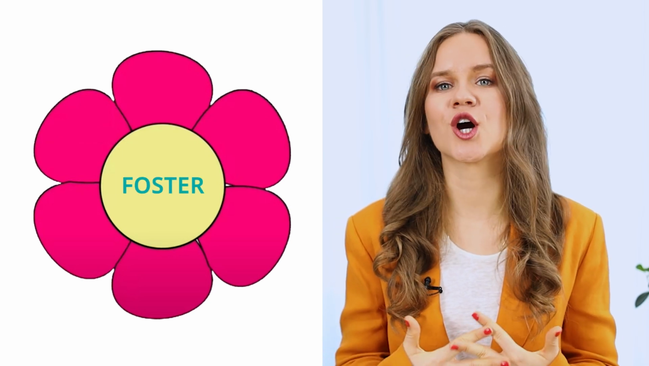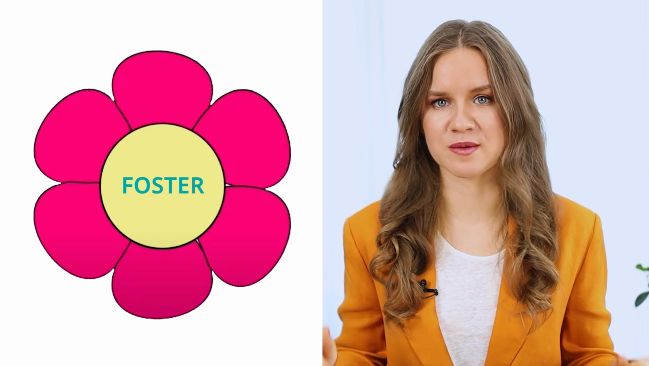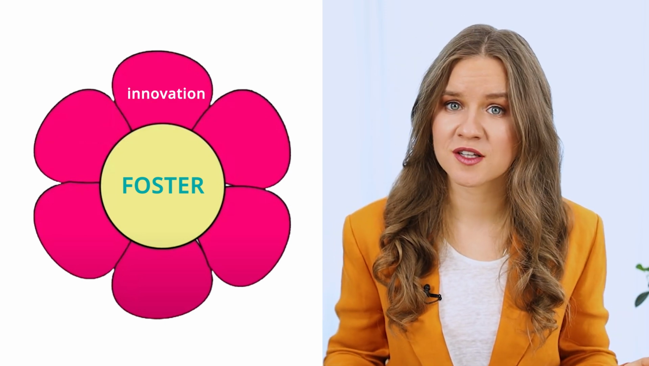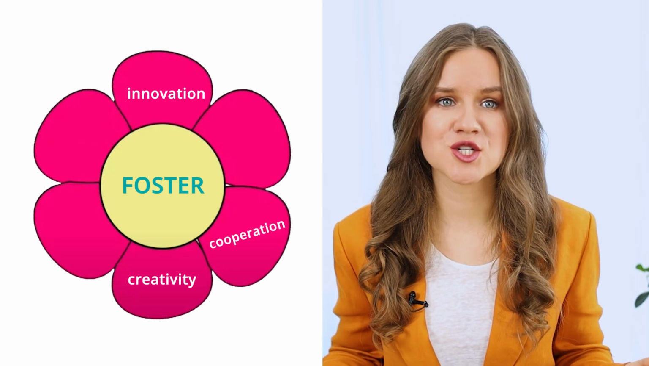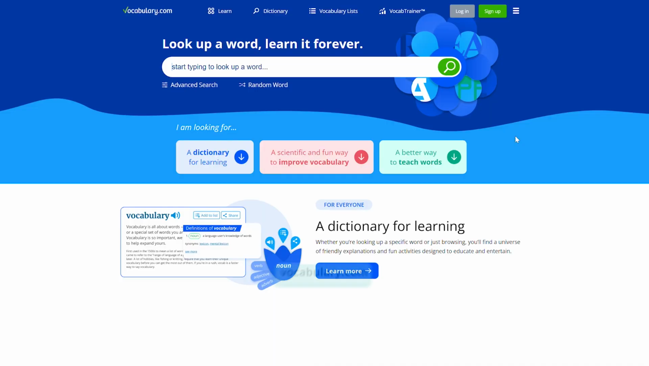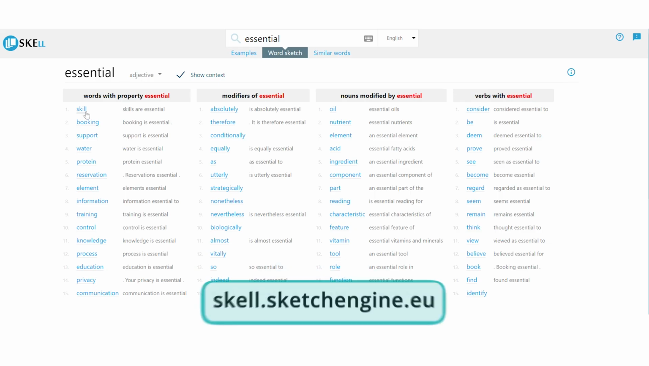To make sure you really know how to use a new word, create what I call a collocation flower. This is where you put the word in question in the center of the flower and think about what other words it collocates with. For example, let's say my new word is foster. One of its meanings is to encourage the development or growth of something. Now, what can I foster? You can foster innovation, creativity, cooperation between countries, unity, and so on. To find such collocations, use vocabulary.com or the Scale website.